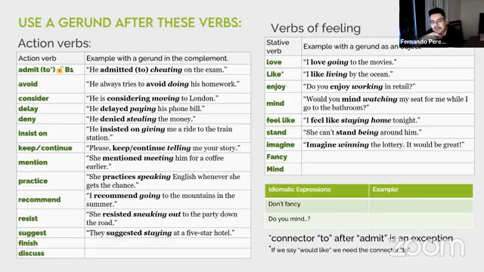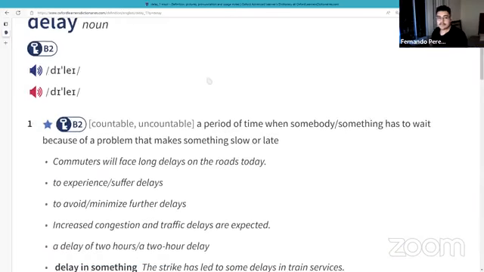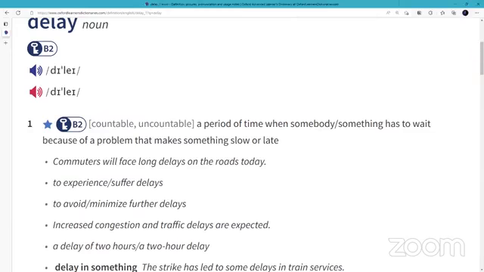Very good. Okay, let's pass to the next one. Delay is super difficult. B2. Help me, Luis. Delay. A period of time when somebody or something has to wait because of a problem that makes something slow or late.